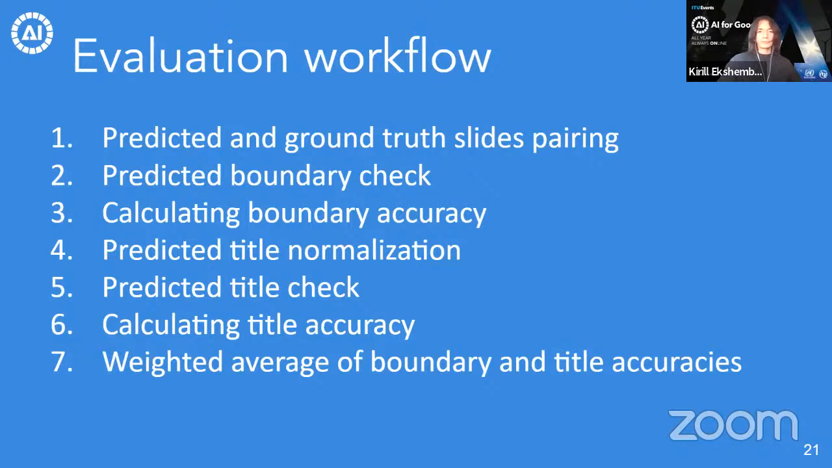And then, the steps number 3 and number 6, we would calculate the boundary and title accuracies separately, and basically the accuracy calculation is simple. We would divide how many successful predictions your solution did versus how many successful predictions could be done in our test set. And the same goes for the title accuracy. And then we would apply a weighted average to the boundary and title accuracies with a little emphasis on titles, because we believe that predicting titles is a little bit more tedious task than predicting slide boundaries. Next slide, please.